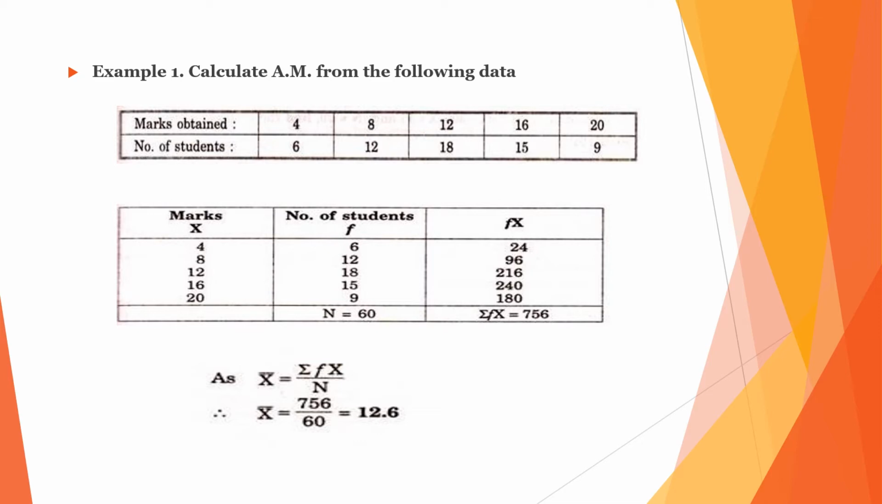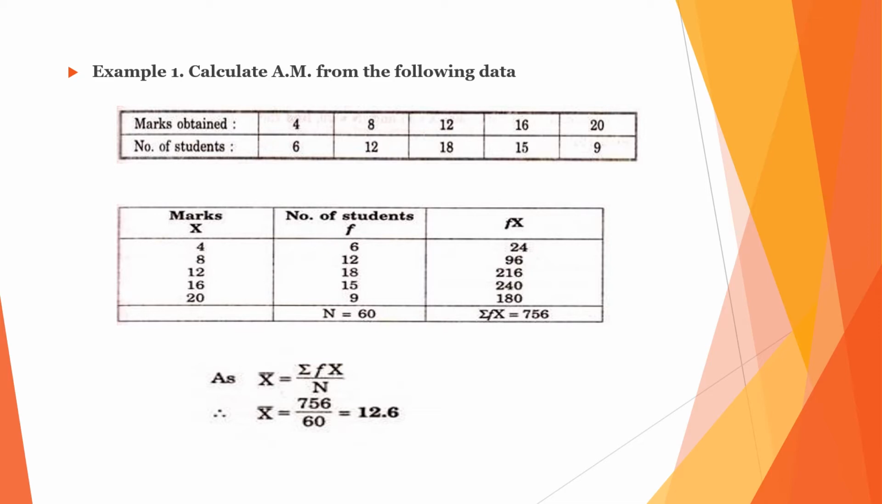Sigma fx. What are you going to get? 756. Now do the sum of frequency, that is n equal to 60. Now apply the formula x bar equal to sigma fx divided by n. 756 divided by 60 equal to 12.6. That is the answer. Clear?